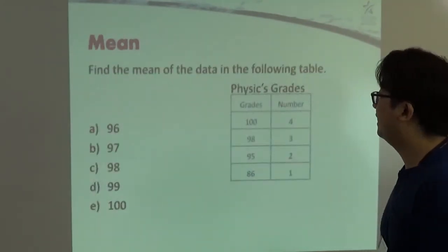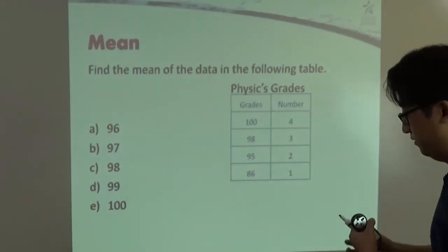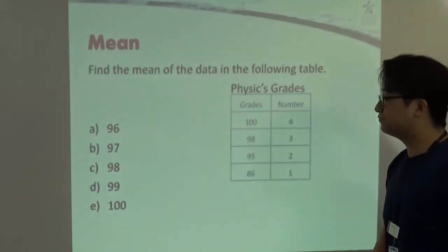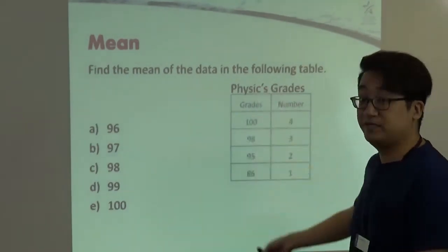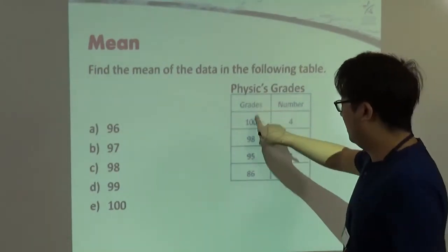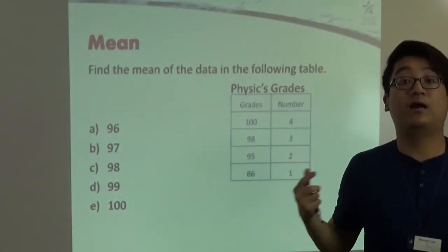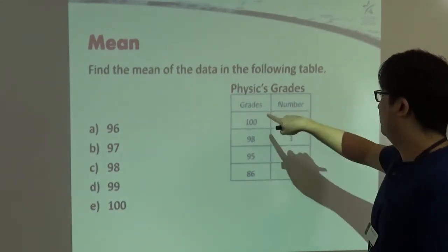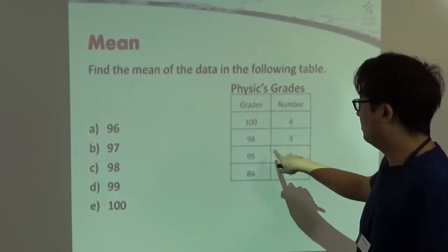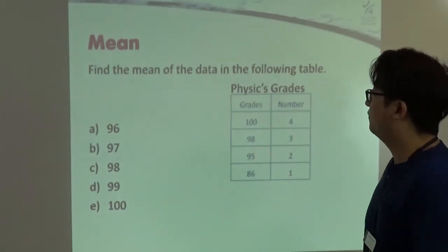Let's move on. Now we're going back to the statistics problems. We're talking about mean this time. Find the mean of the data in the following table. We have to interpret this table and understand what is going on. The left column is our grades. The right column is the number of people who got those grades. So 4 people got 100, 3 people got 98s, 2 people got 95s, and 1 person got an 86. So find the mean.